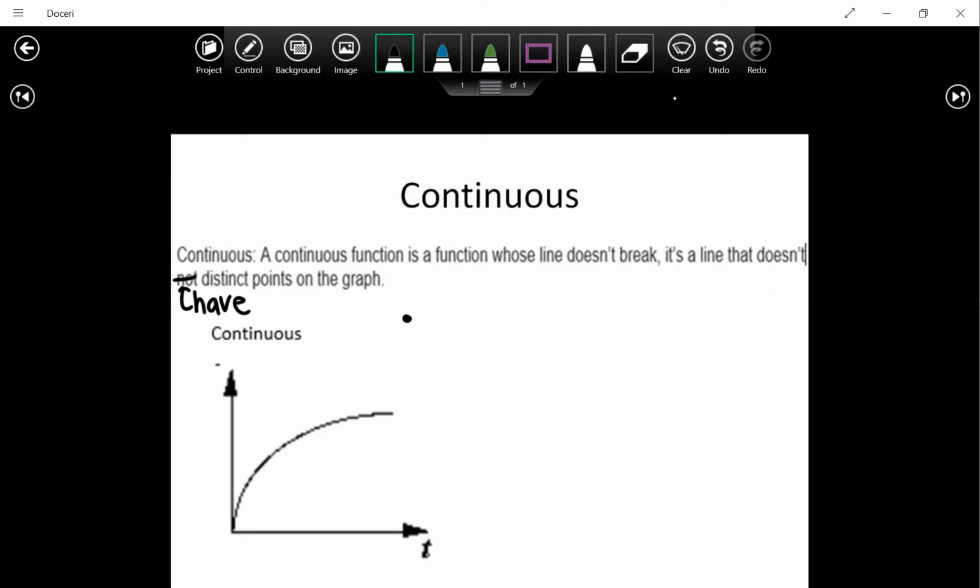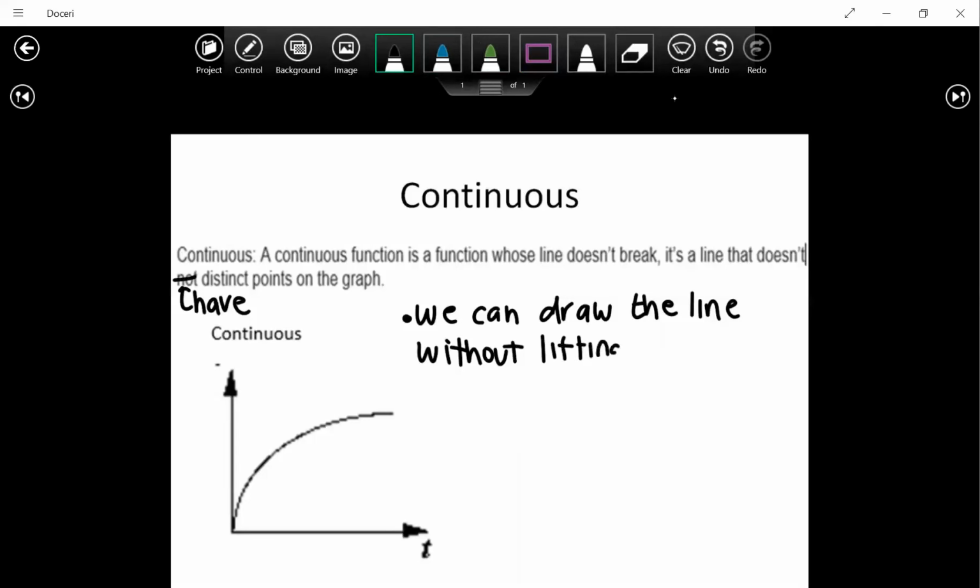One way that we could say here is we can draw the line without lifting your pencil. In the figure to the right, we can draw this line continuously, meaning without picking up our pencil, through the whole graph, okay? And that's what you have to be able to take from here, okay?